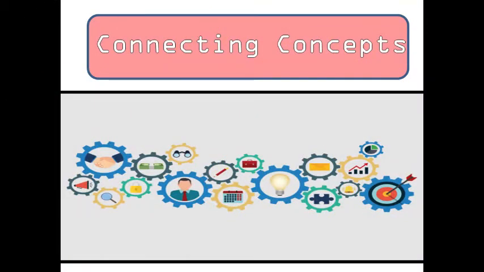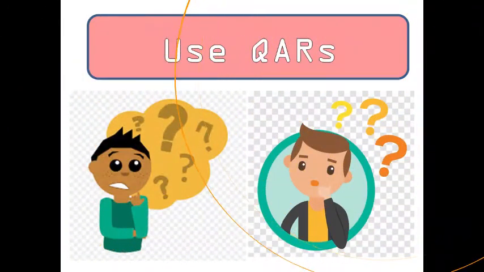Next is connecting concepts. Lead students through a process of how to connect one concept to another. By doing this, you are teaching them to connect what they already know with what they are learning. This level of thinking will help students to make connections whenever it is possible, which will help them gain even more understanding.